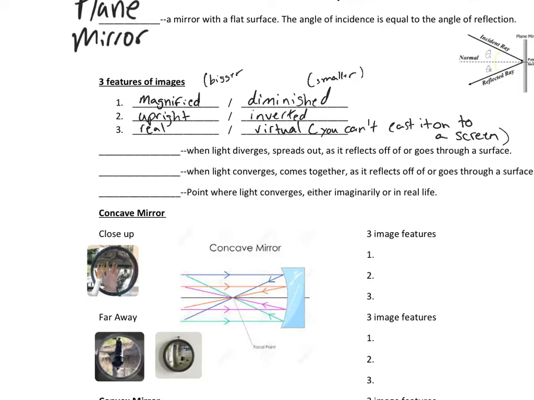Basically there's two types of lenses. Two types of things that we're going to be doing. You're either going to have a divergent lens, which is where light diverges or spreads out as it reflects off of or goes through a surface. So if the light spreads out after hitting the lens or after hitting the mirror, it's a divergent one. And then we also have convergent, which is when the light converges or comes together as it reflects off of or goes through a surface. The focus is the point where that light all converges onto.